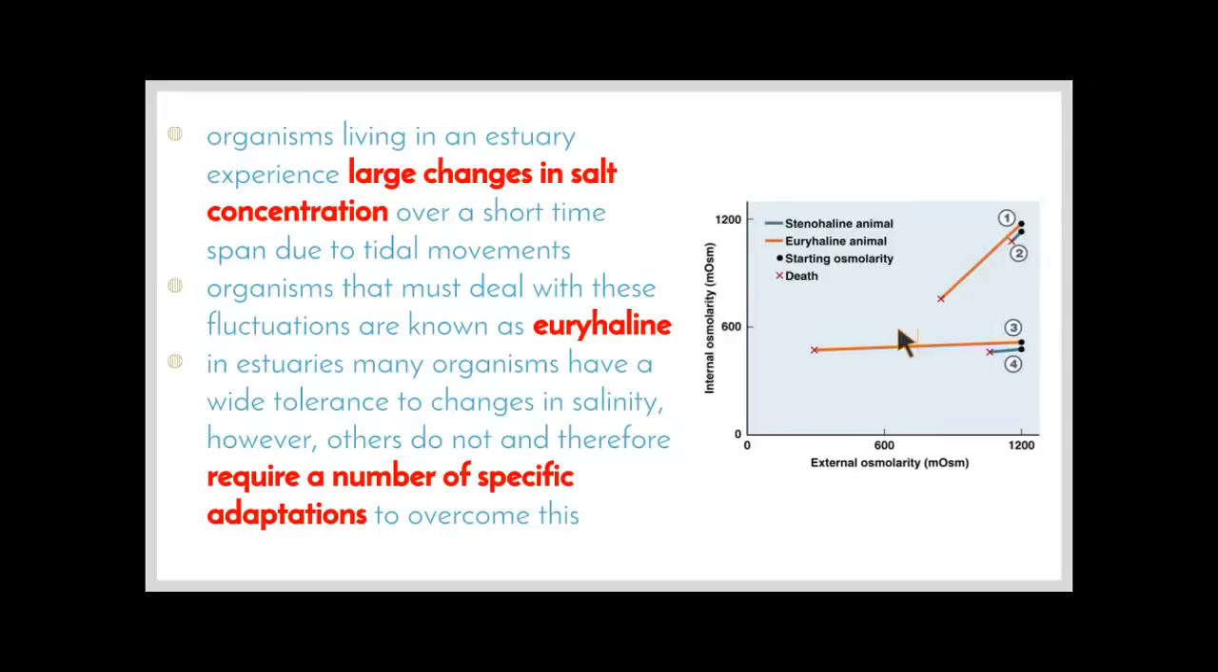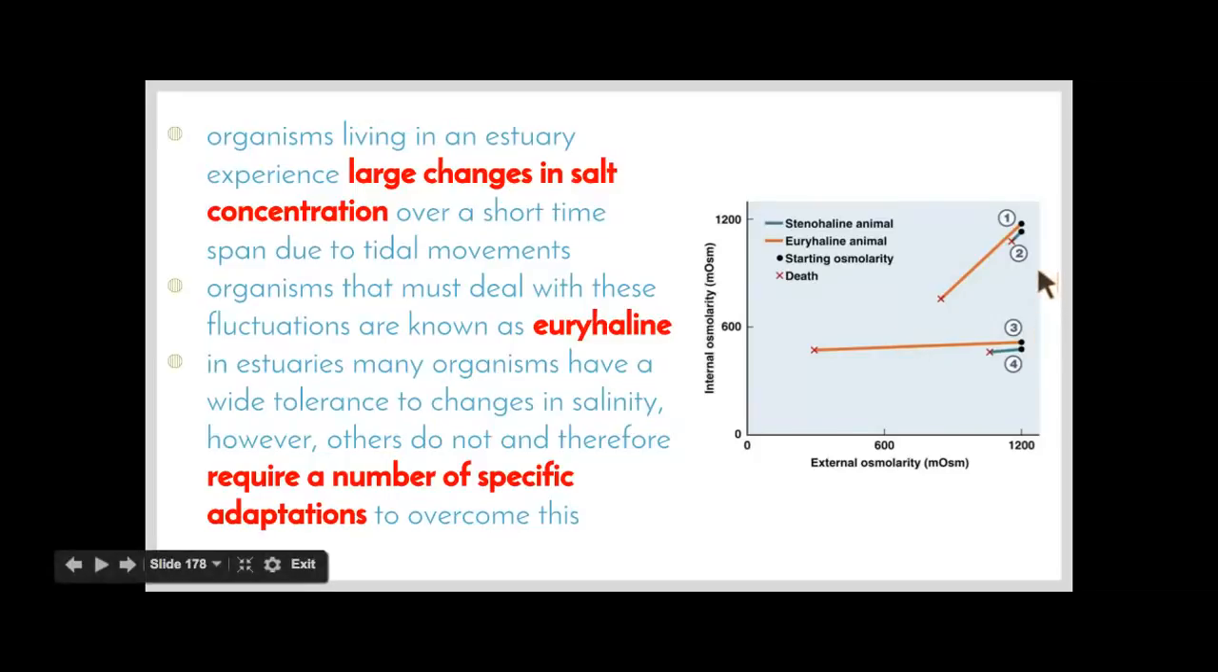Organisms that must deal with these fluctuations are known as euryhaline. In estuaries, most organisms have a wide tolerance to changes in salinity. However, others do not, and therefore require a number of specific adaptations to overcome this.